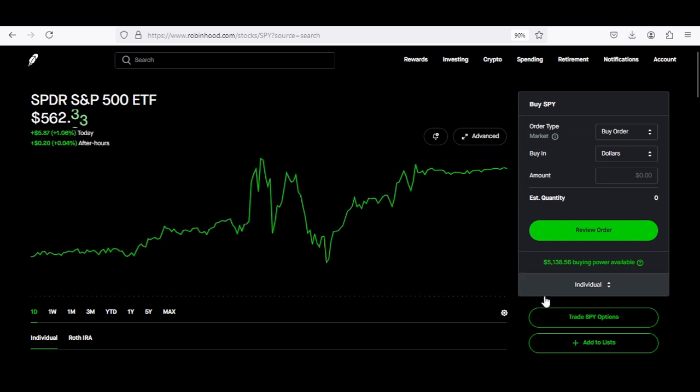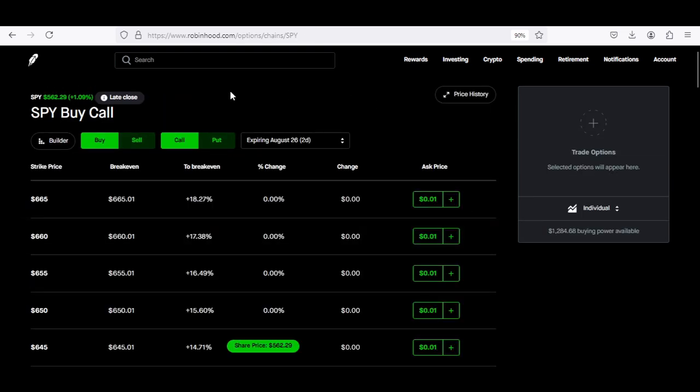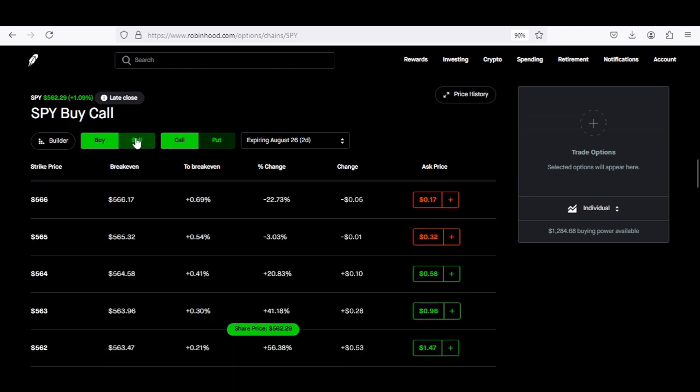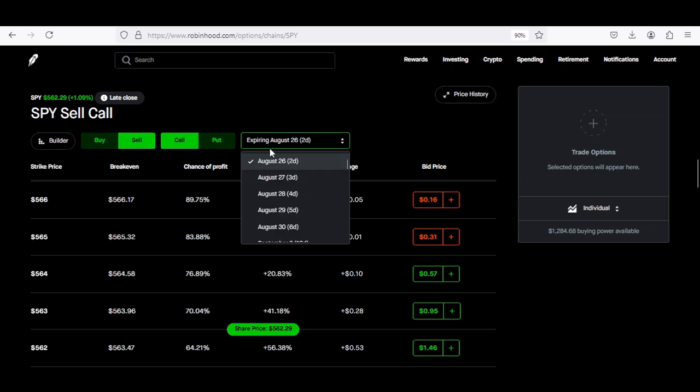So now we're going to go ahead and go to Trade SPY options at your bottom right if you're using a desktop. And then we're going to make sure it says sell and call, and choose our strike date. As you can see here, SPY is an ETF that has daily expirations. So this allows you to trade even more. However, be very careful of the PDT rule. So let's go ahead and choose August 30th.